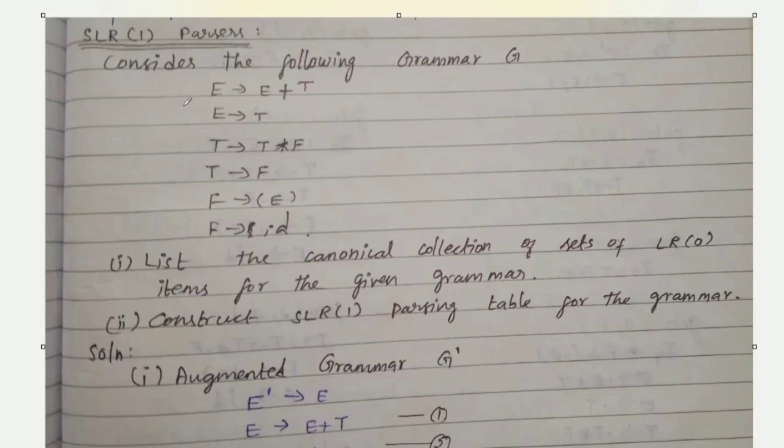The given grammar: expression tends to expression plus term, expression tends to term, term tends to term star factor, term tends to factor, factor tends to bracket of expression, factor tends to ID.